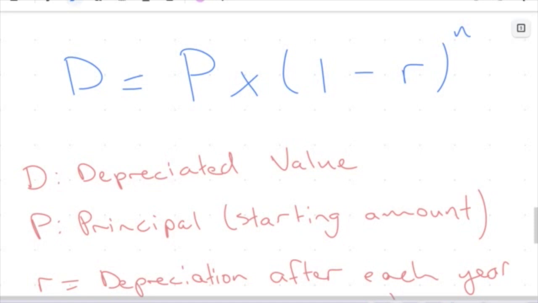But this is the general formula for depreciation, and we'll apply this to a bunch more practice questions in the next video, in which we will work with both the compound interest as well as the depreciation formula.